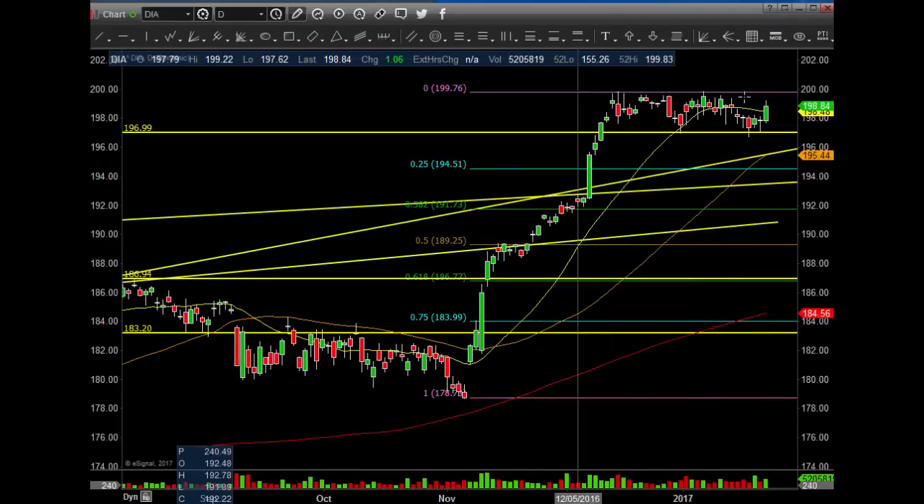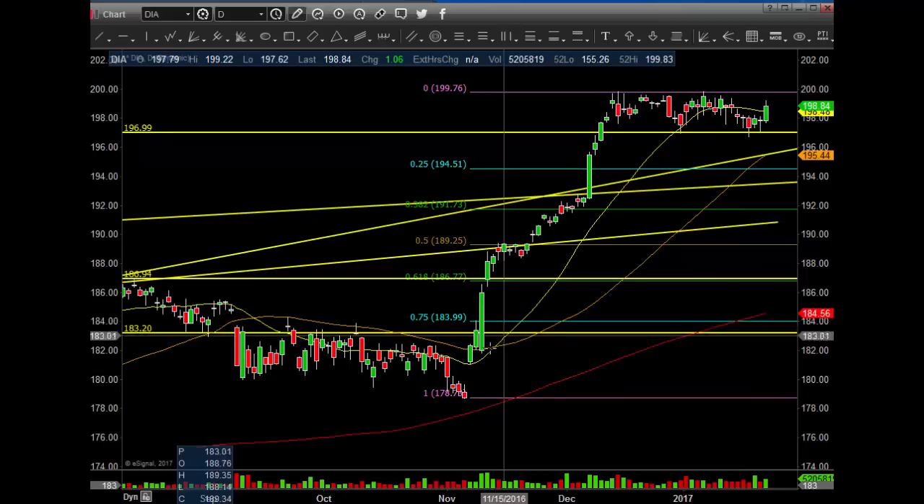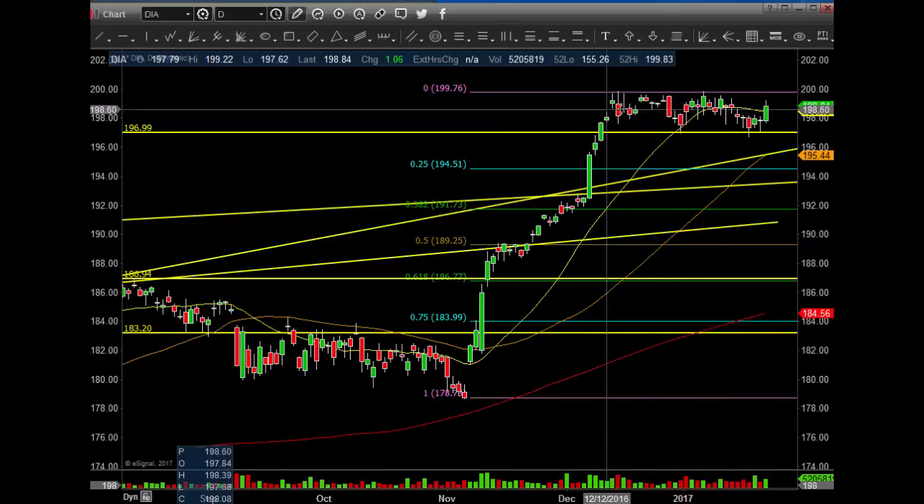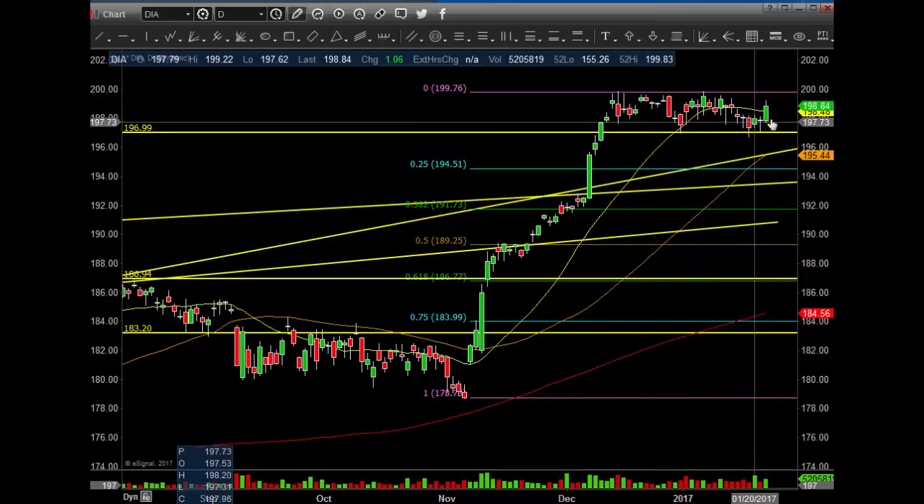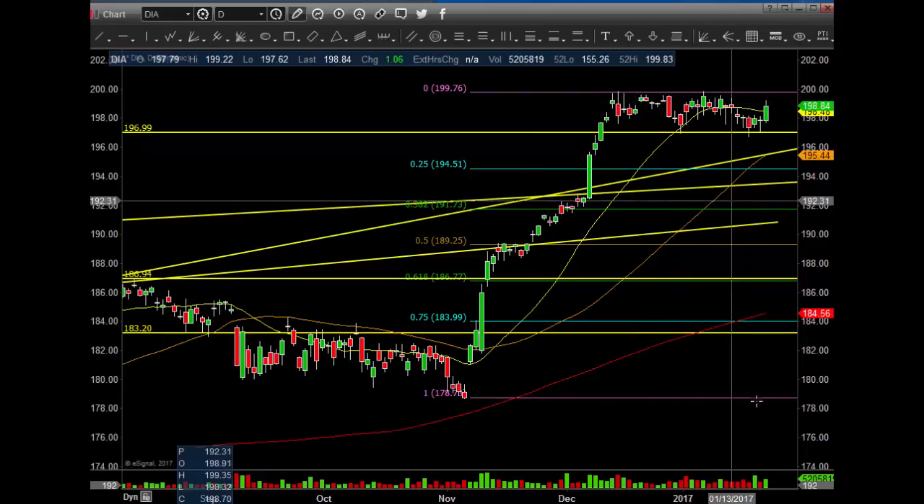The DIA, same thing. It's just been chopping around. Gosh, writing calls right here on the DIA would have been just beautiful. Playing premium right here, my gosh. Just sat and sat and sat. Man, after the Trump rally too, right through Christmas, that was perfect. But the DIA is back above the 20 MA, got to respect it. It's like magic every day.